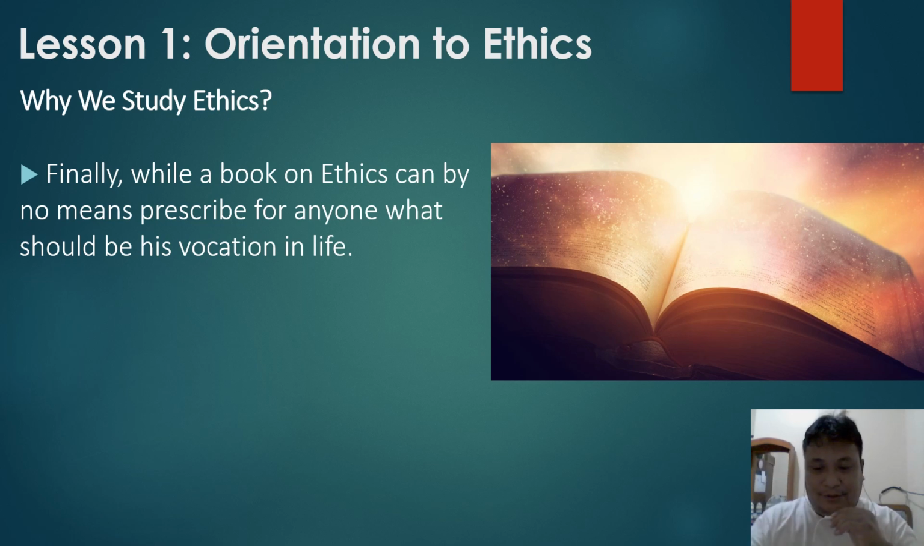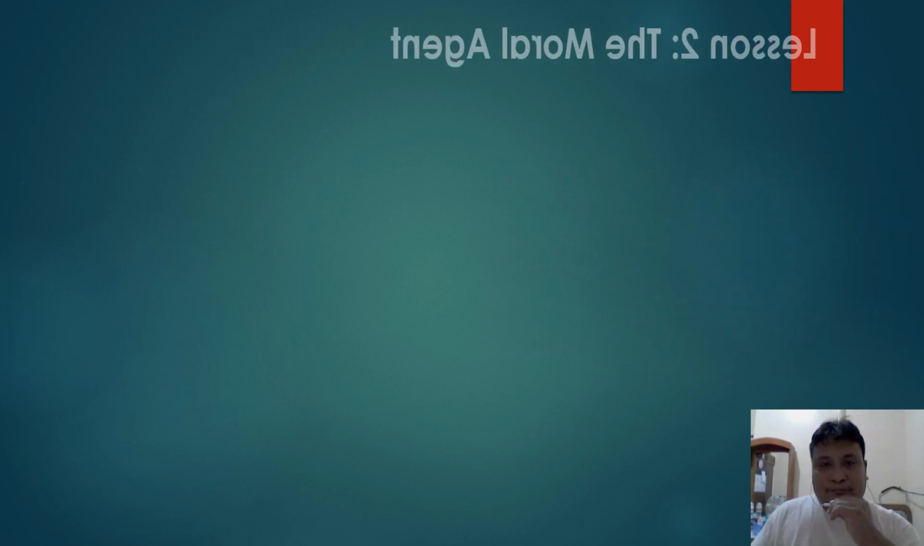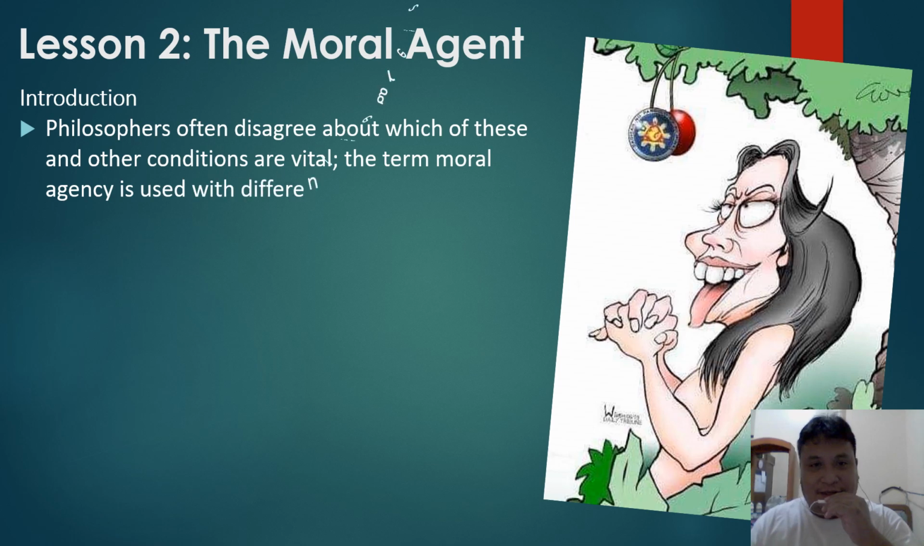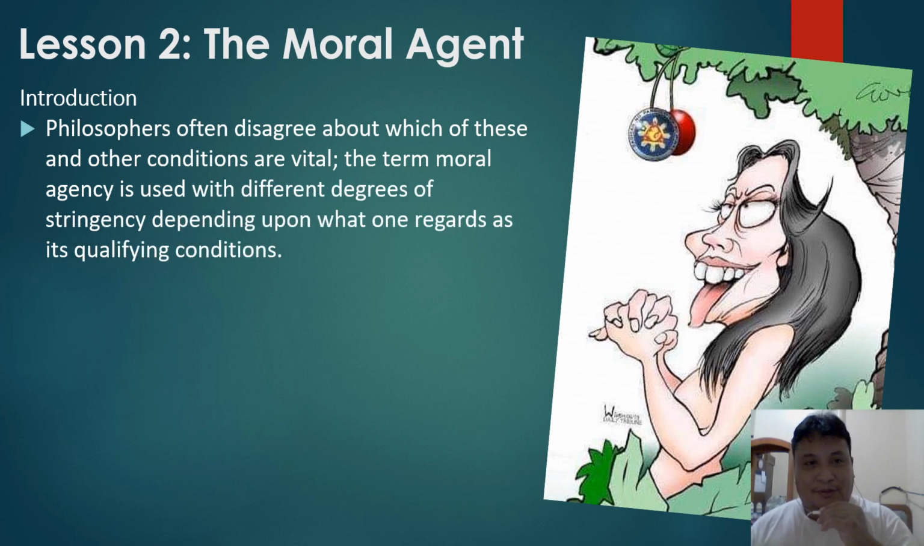Okay, so let's proceed further. Now let's move over to the moral agent. So, what is a moral agent? So, philosophers often disagree about which of these and other conditions are vital. No? So, the term moral agency is used in different degrees of stringency depending upon what one regards as its qualifying conditions.